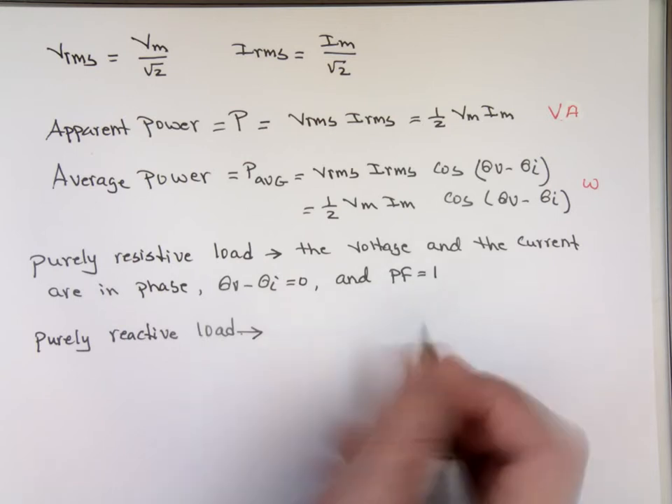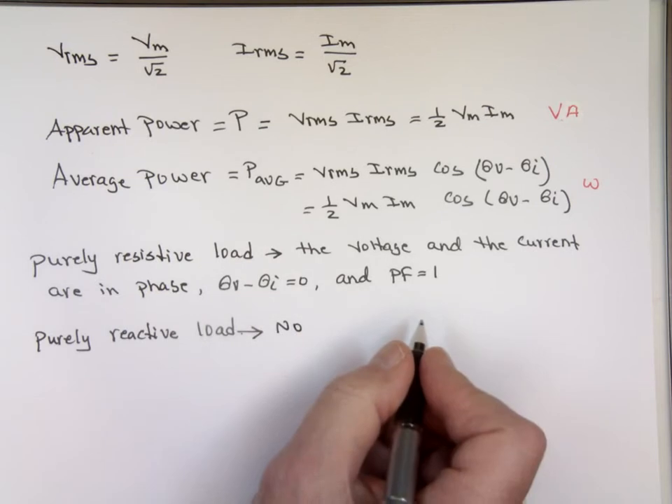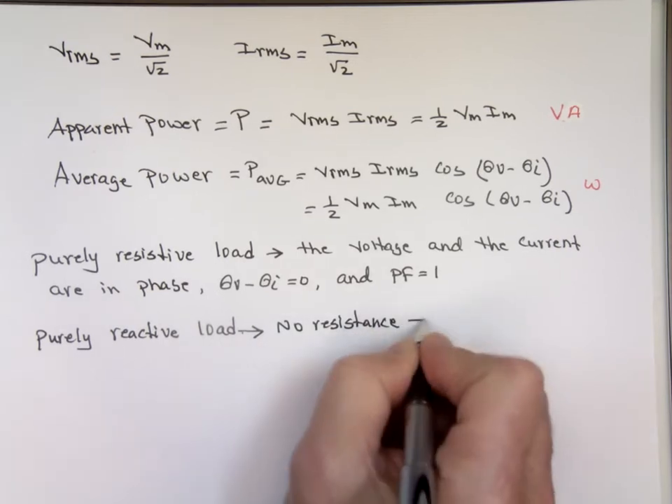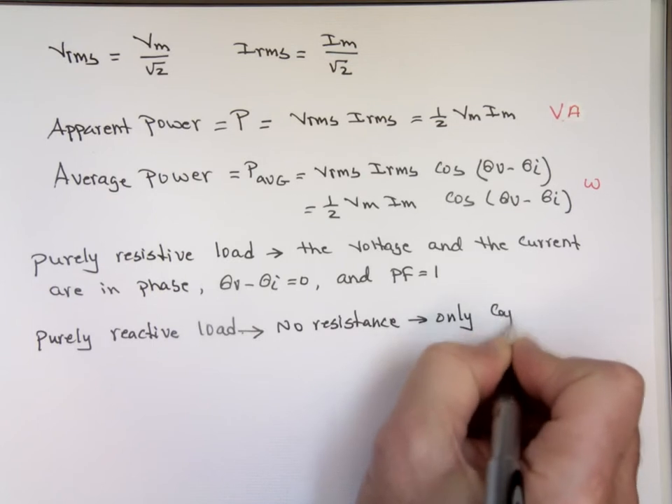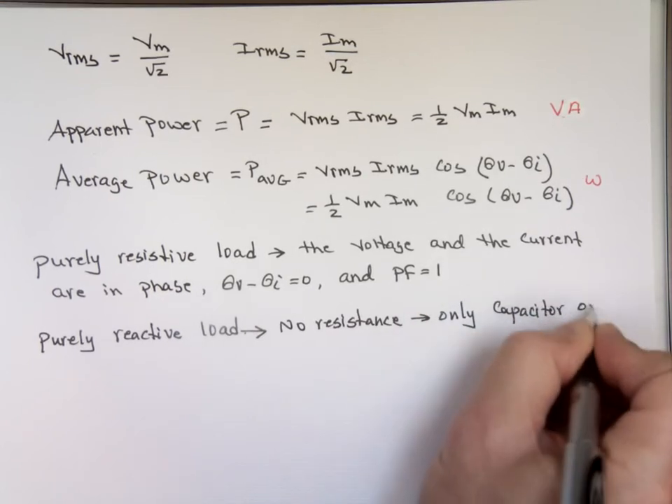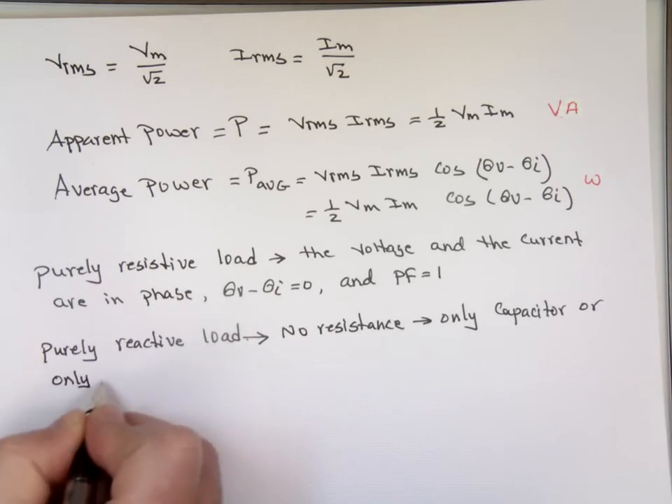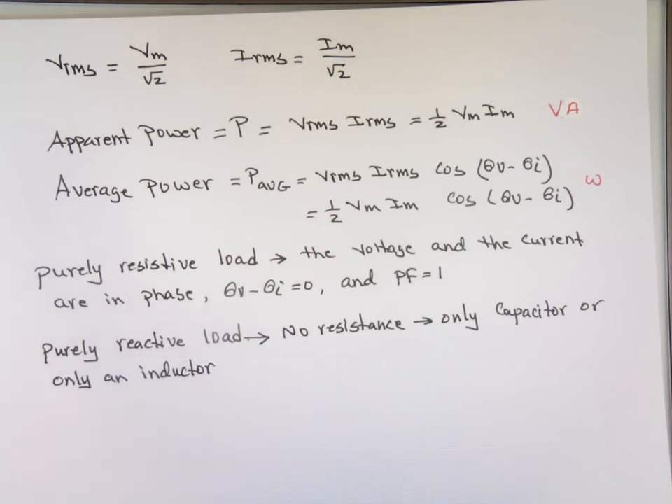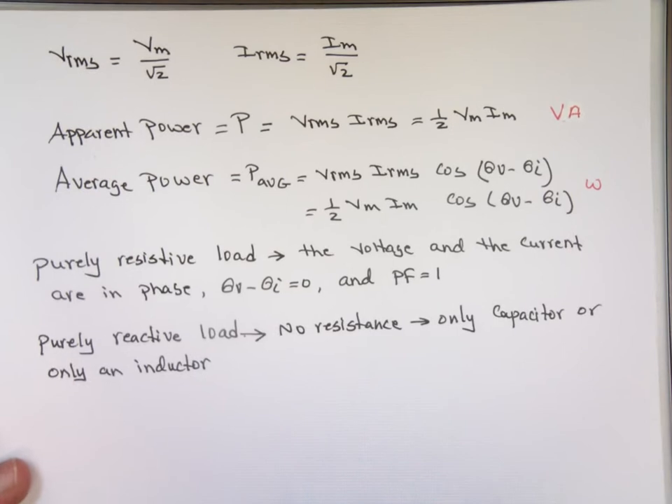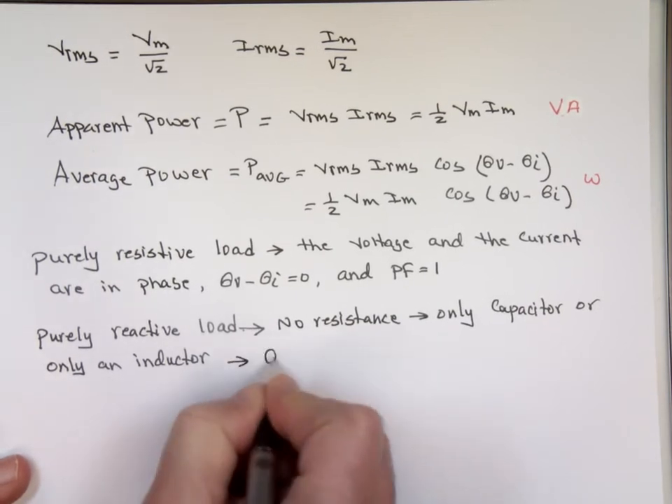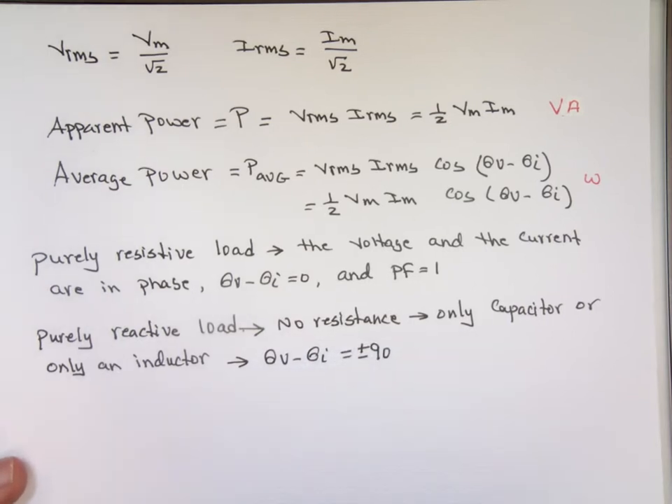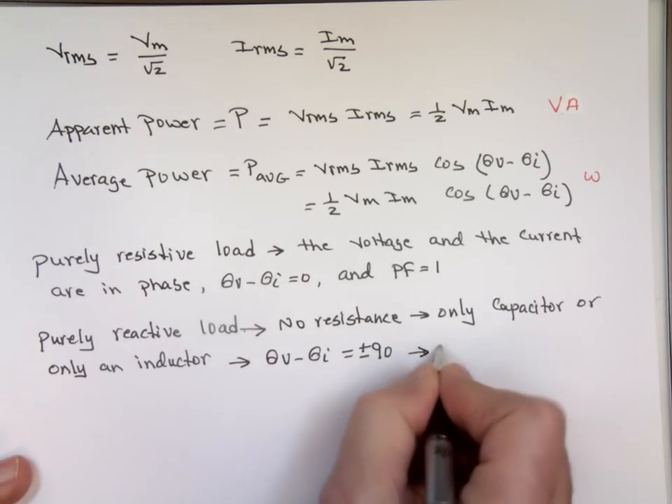That means what, purely reactive? There's no resistance in it. So basically only a capacitor or only an inductor. Could there be both a capacitor and an inductor? But it's going to simplify to one J value. Then what will happen here, theta V minus theta I, depends what you have there, it's going to equal either plus or minus 90 degrees. That's what that means, which means, again, your power factor is going to be zero.